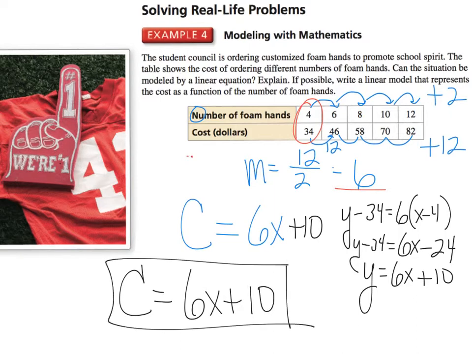Now, if I asked you to interpret what these meant, this means that it would cost $10 even if you didn't buy any foam hands. And that may be like a setup fee. And then every additional foam hand is going to cost $6. So that would be interpreting what these numbers mean.